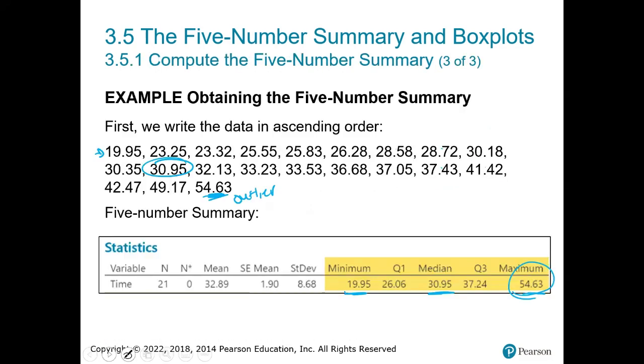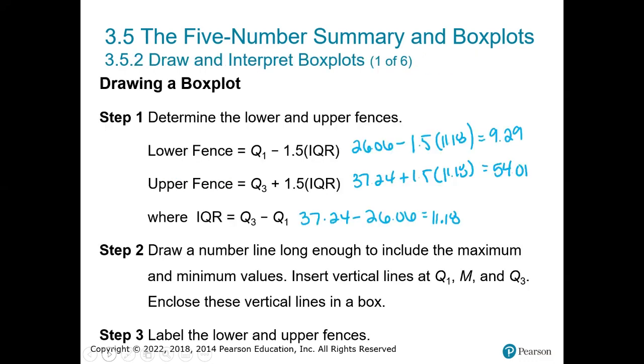Our smallest value was 19.95. So I would make a number line. Maybe I would go by 5, start at 15, count by 5. So 15, 20, 25, 30, 35, 40, 45, 50, 55. That would encompass everything on my number line.